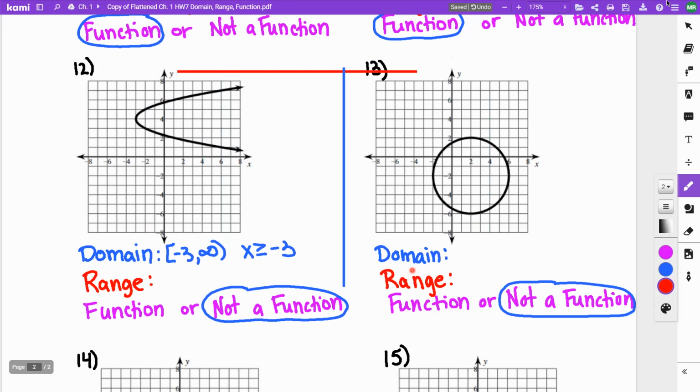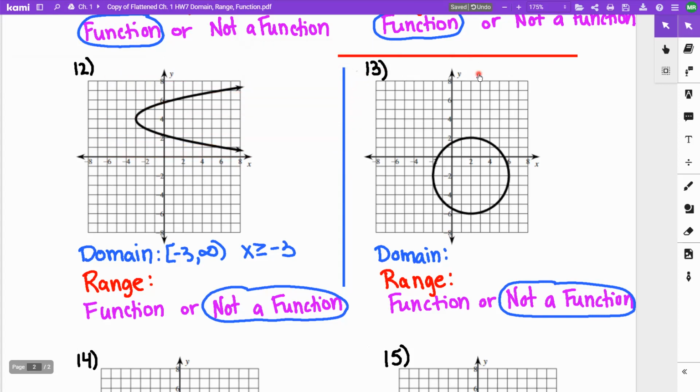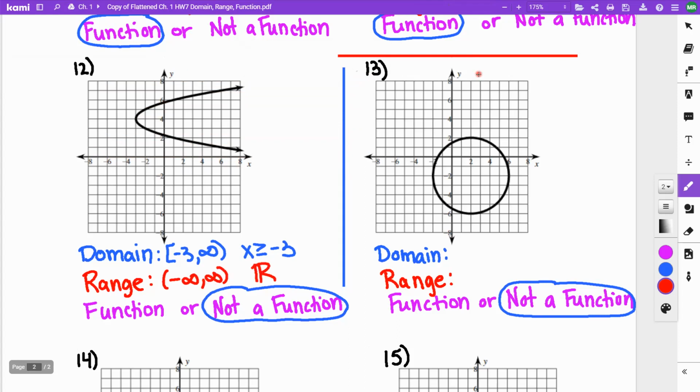Then when I'm looking at my range, these arrows are going to the right, but also down. So this is going to go to -infinity. And this is going to the right, but also going up. So that's going to go to positive infinity, from -infinity to positive infinity. So -infinity to positive infinity, both open brackets, all real numbers.